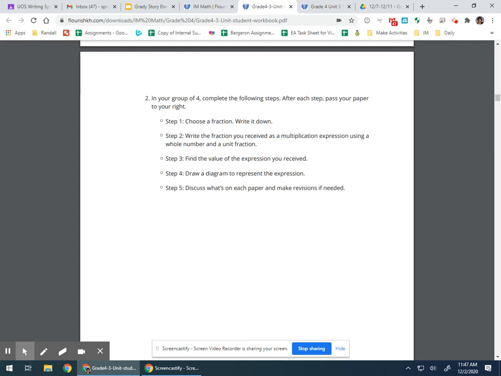In your group of 4, complete the following steps. After each step, pass your paper to the right. We're not going to do this because you're at home. You don't really have a right or a left. So we're just going to skip over this right now.